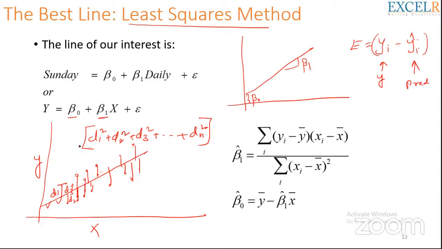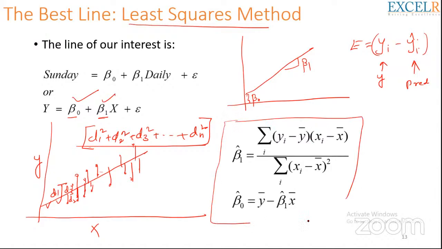So this is my error now. For which values of beta naught and beta 1 this error is minimized, that is called the best beta naught, beta 1, the best fit line. This methodology is called LSM, or least squares method. Using this least squares method, we can estimate beta naught and beta 1. These are the formulas we are going to use to estimate beta 1 and beta naught.